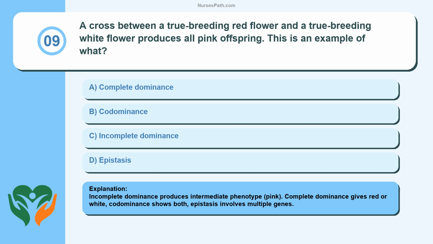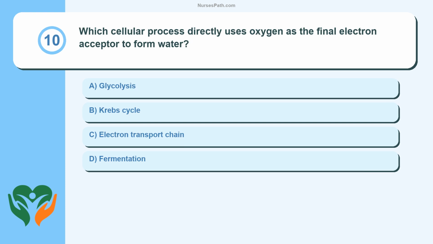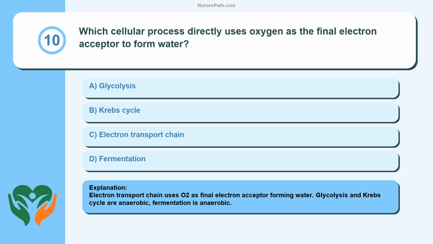Question 10. Which cellular process directly uses oxygen as the final electron acceptor to form water? Glycolysis. Krebs cycle. Electron transport chain. Fermentation. The electron transport chain uses O2 as the final electron acceptor, forming water. Glycolysis and the Krebs cycle do not directly use oxygen, and fermentation is anaerobic.